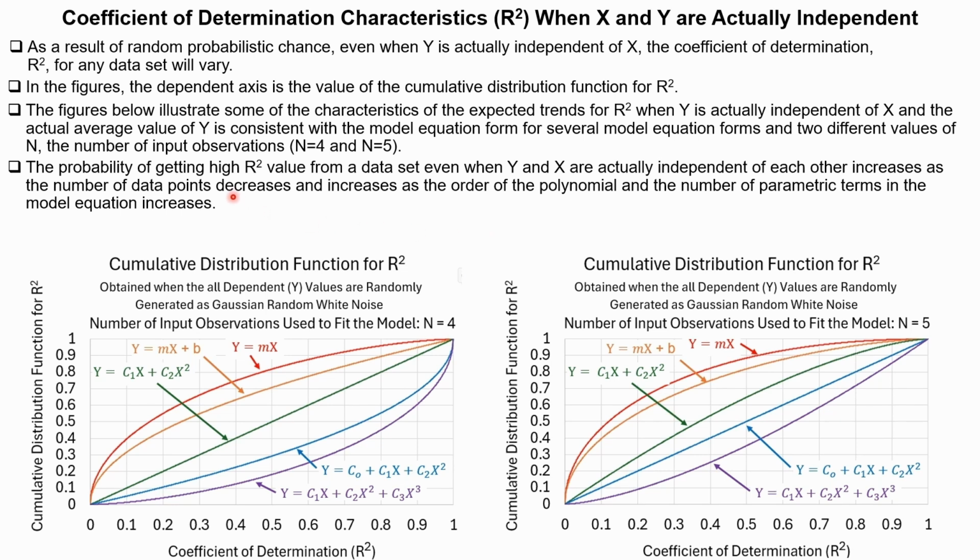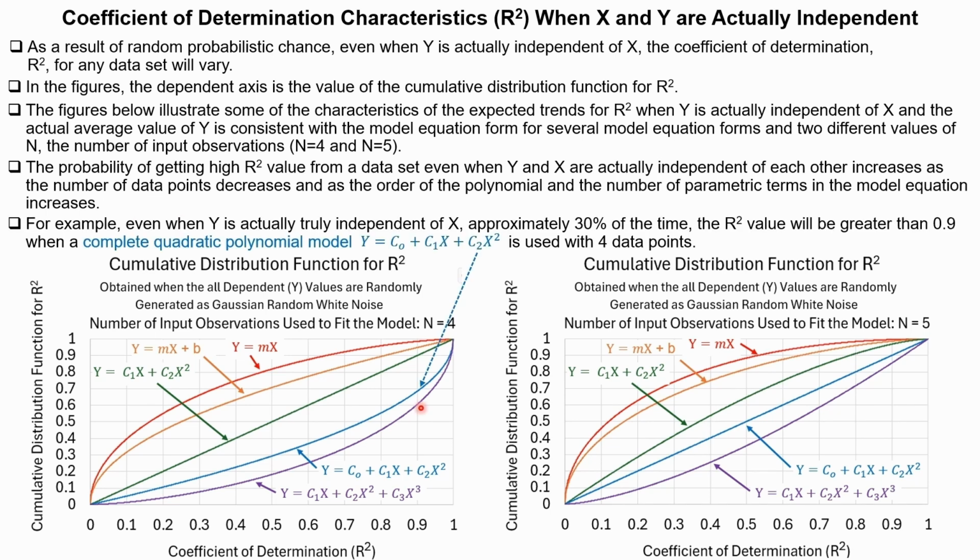In these graphs, the probability of getting a higher r-squared value from any data set when x and y are actually independent increases as the number of data points decreases, and also increases as the number of parametric coefficient terms in the model equation form increases. As shown in the lower left figure, for the complete quadratic polynomial function, shown in blue, when r-squared is 0.9, the cumulative distribution function value for r-squared is approximately 0.7, which means for data sets where x and y are actually totally independent of each other, approximately 30% of the time, the r-squared value will be greater than 0.9.